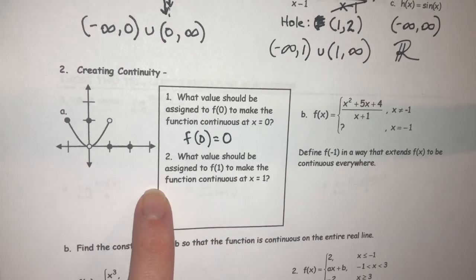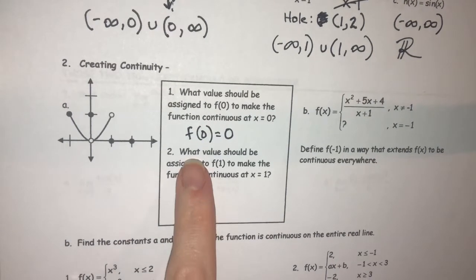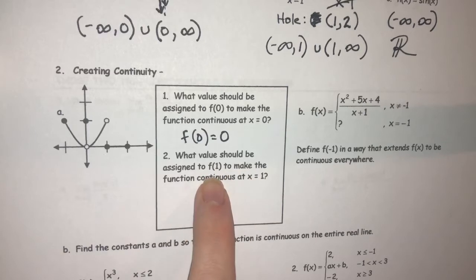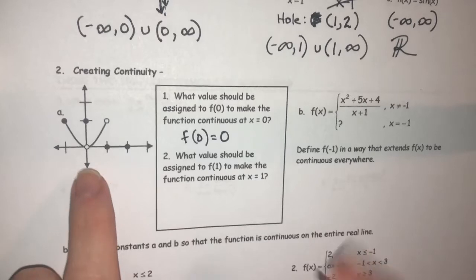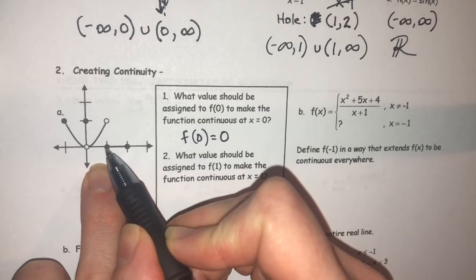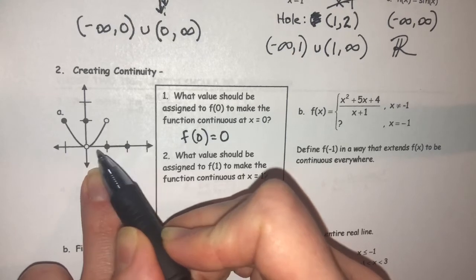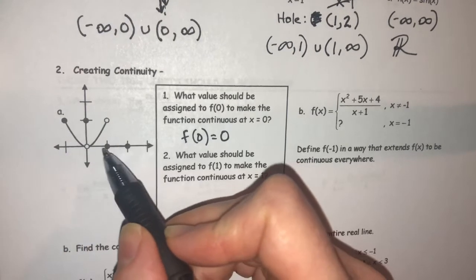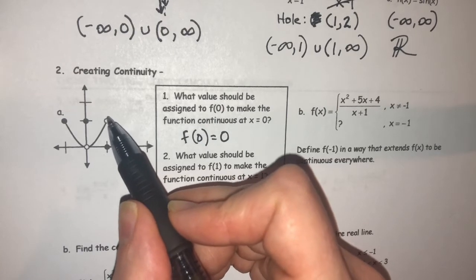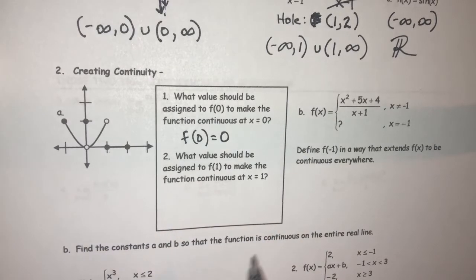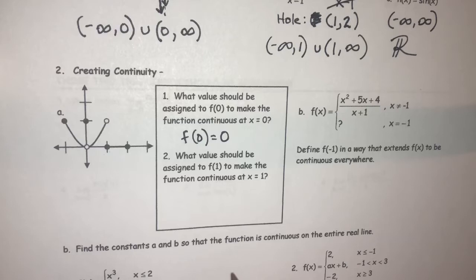Now, this second part here is somewhat more complicated. What value should be assigned to f of 1 to make the function continuous at x equals 1? When x equals 1, there's a solid point down here on the x-axis, and it slides on over here to x equals 2 and solid here. So this is like a constant function, a horizontal line here. Then up here, there's a hole at x equals 1, so it jumps down to a second piece of this piecewise function. That is considered to be a non-removable discontinuity.